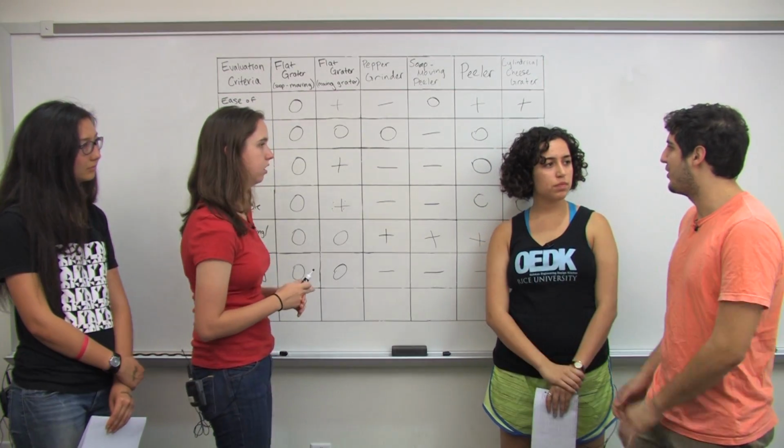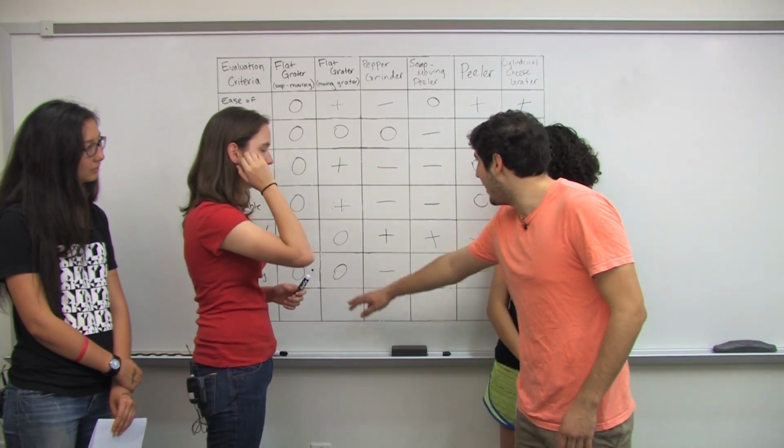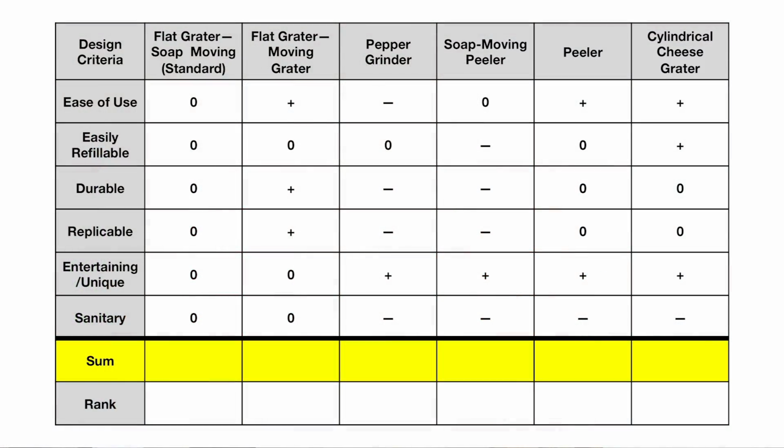Now that we've filled out the whole chart, we can move on to the next step, which is summing up each of the individual columns to see how they compare to each other. So based off of these scores, we can rank them. The flat graters seem to rank the most positives. So 1, then came the cylindrical cheese grater, next the peeler, and the flat grater, which was our standard, came in 4th.